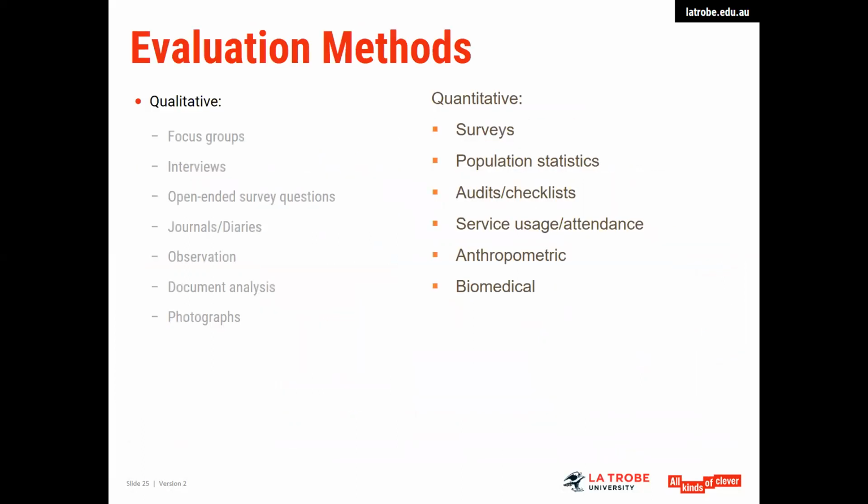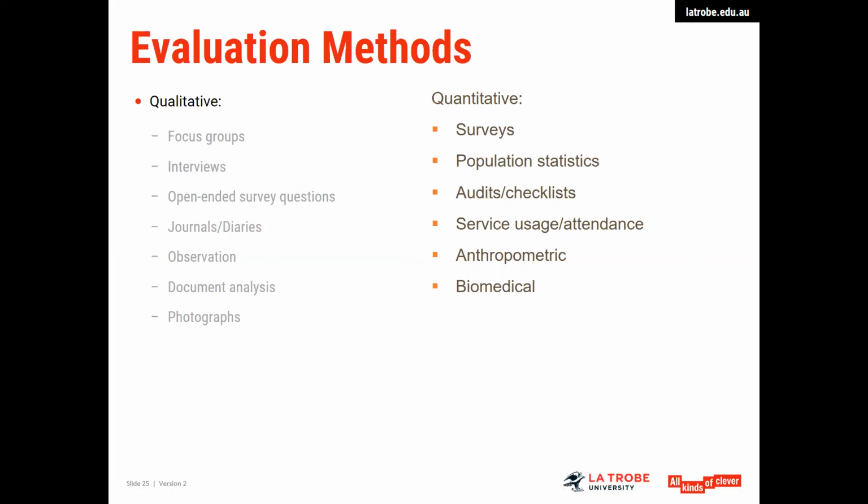Okay, so I just want to quickly talk a little bit about some evaluation methods that you might use. So obviously, we can use qualitative measures. For example, things like focus groups can be a really good way of collecting data depending on what our evaluation questions are. We can use things like interviews. We could do open-ended survey questions with people. Maybe we ask participants to keep journals or diaries of their participation in the program.